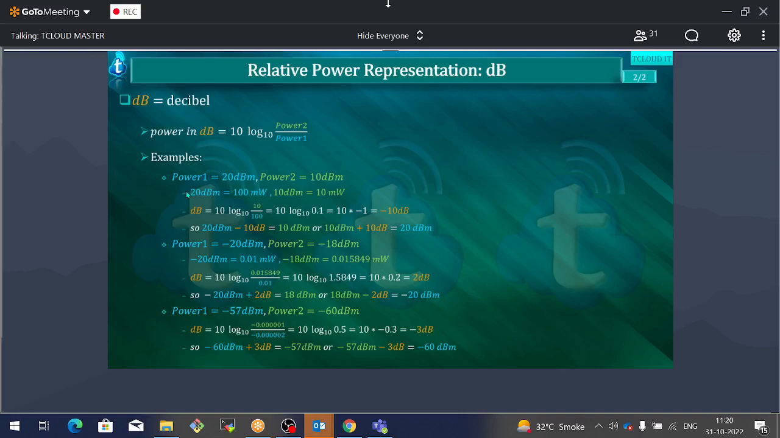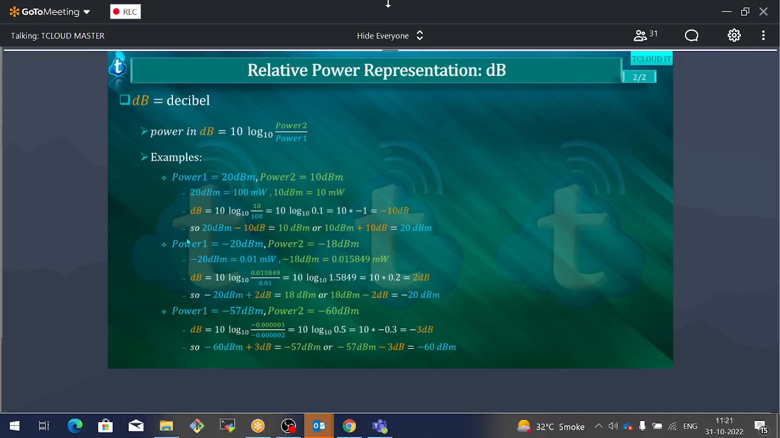For example, you can consider it is a comparison between transmission power and reception power. Let us suppose you are transmitting a power of 20 dBm, but on the receiving side, you are receiving 10 dBm. You want to see how much power loss happened. 20 dBm is equal to 100 milliwatts. If you convert it into milliwatt units, 10 dBm is equal to 10 milliwatts. So if you try to find the ratio 10 by 100, you get 0.1. Log 0.1 base 10 is minus 1. So you get minus 10 dB.